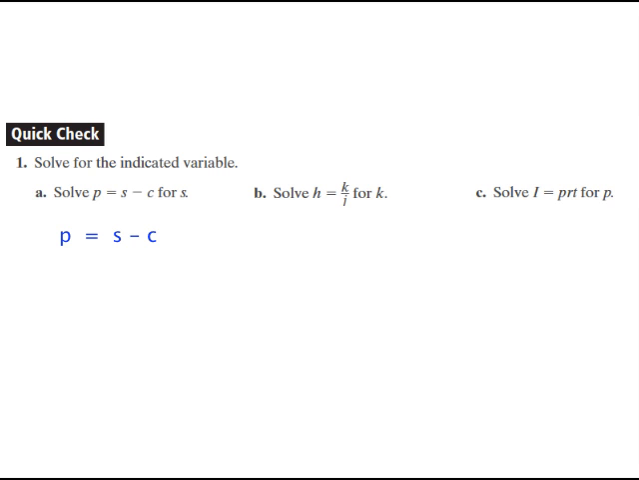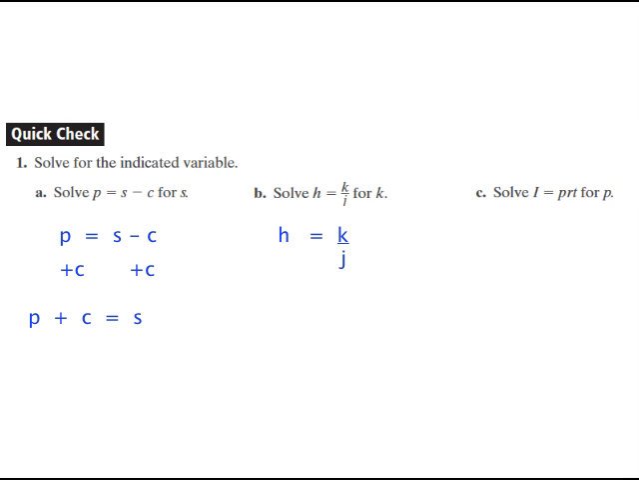For quick check number 1, A, solve p equals s minus c for s. We're trying to get s by itself, so we're going to add c to both sides of this equation. So on the left-hand side, you have p plus c. On the right-hand side, the c's cancel each other out and you're left with s. So s equals p plus c.